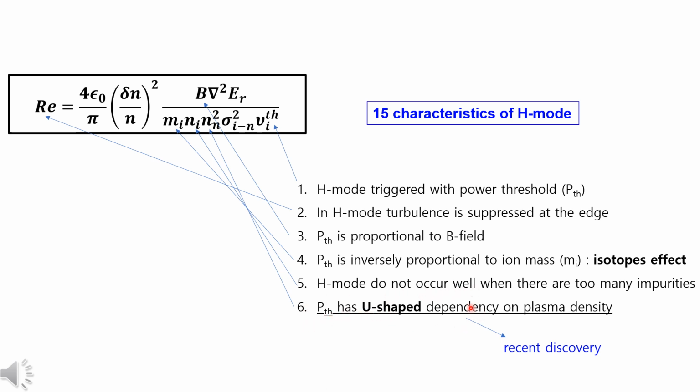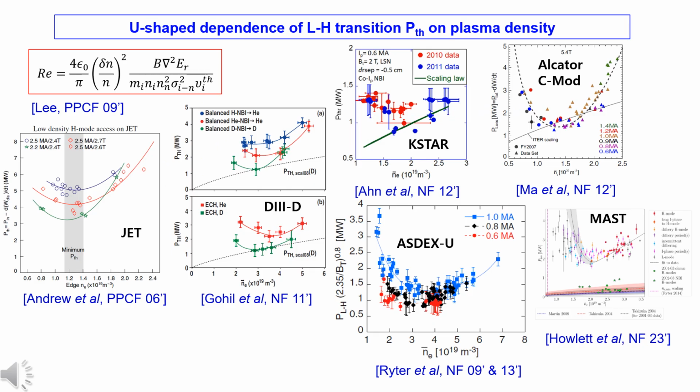Number 6. Power threshold has a U-shaped dependency on plasma density, which is a relatively new discovery. I got this equation in 2009, at that time I didn't know about the JET result, and all the other observations of U-shaped dependency were after this equation, so if this equation can explain the U-shaped dependency, it will be an experimental verification of the equation. U-shaped dependency means that the LH power threshold is high when the plasma density is small, and it becomes high again when the plasma density is too high.